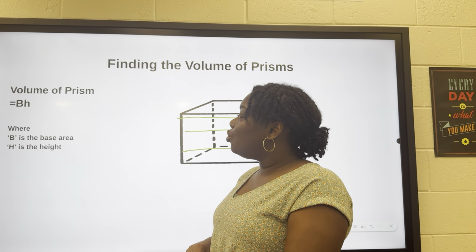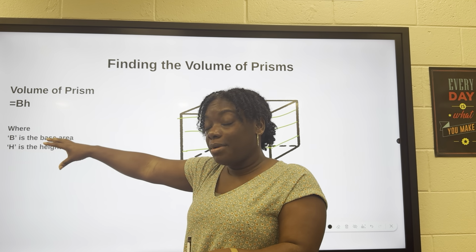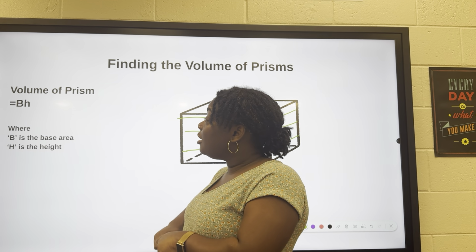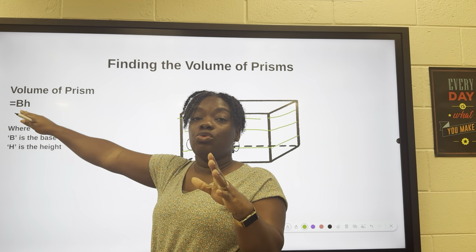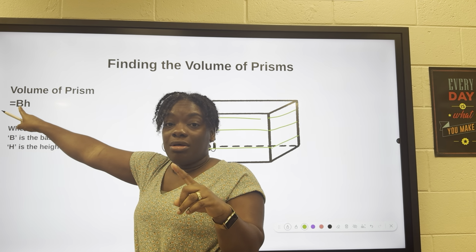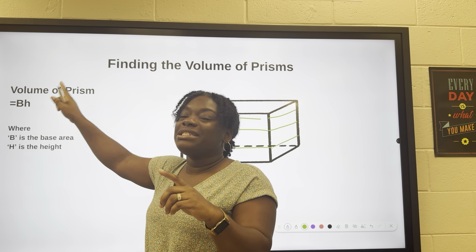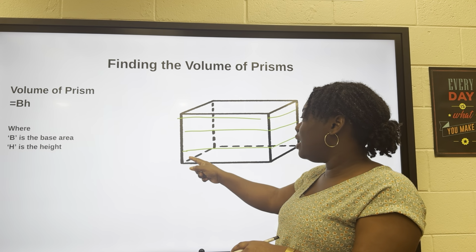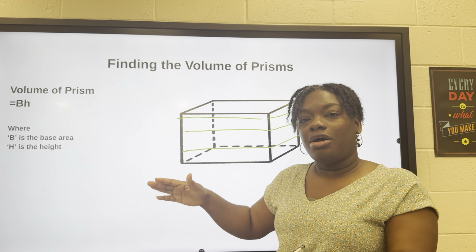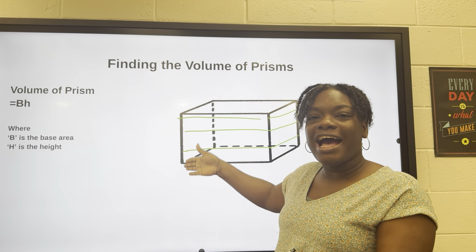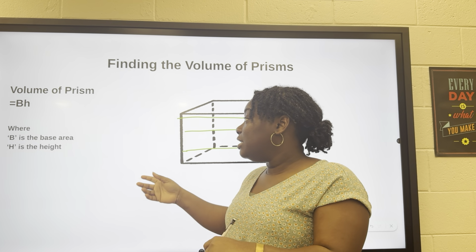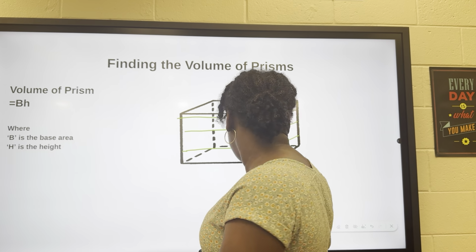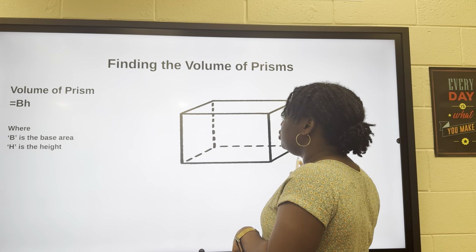So the volume of a prism, and remember again, a prism has the same cross section. The volume of the prism is equal to its area of the base times the height. In this case, the base is a rectangle, so it's the area of that rectangle times the height of the cuboid. Remember, the area of a rectangle is length times width.